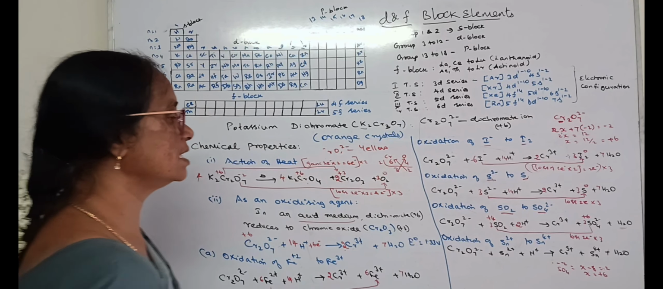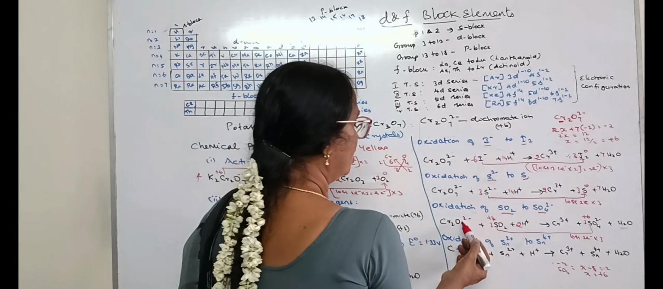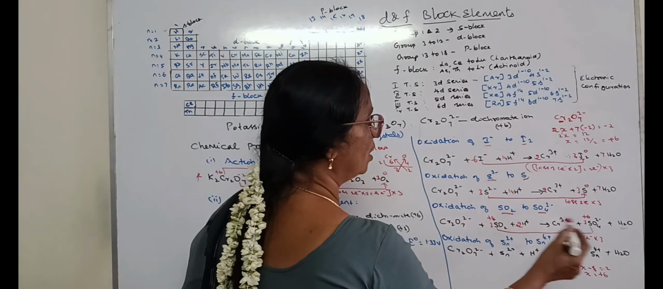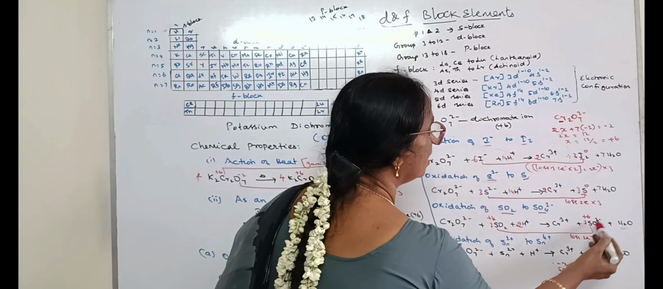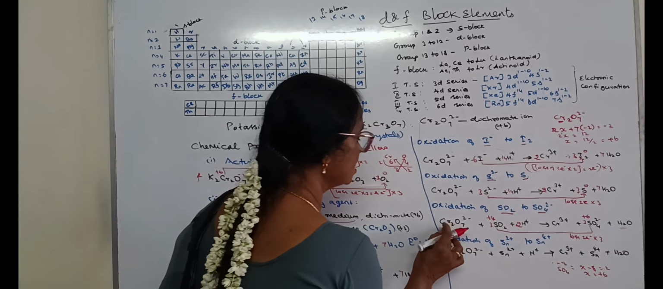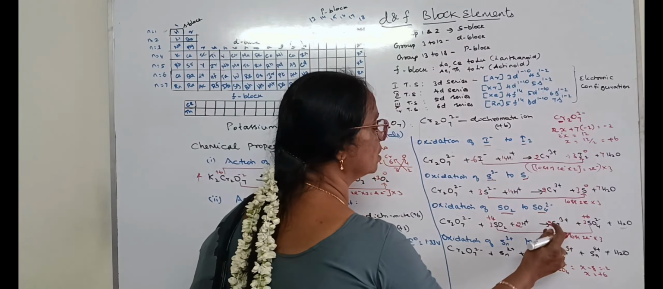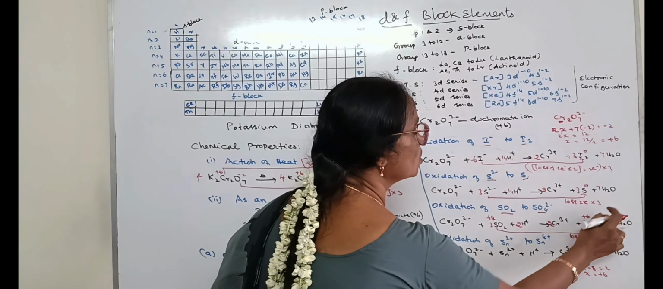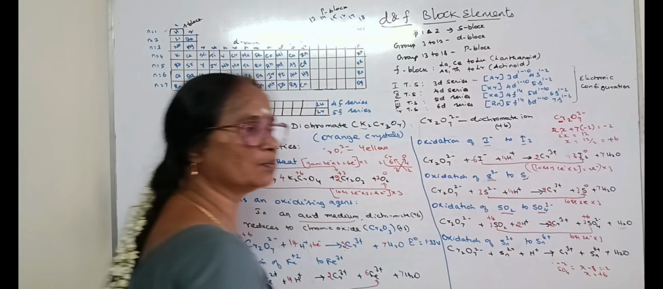So now balance the charges. 2 minus, 2 plus, equal to 0. 3 plus, 3 2s are 6 minus, sorry, this is 2 chromium, it is multiplied by 2 times, 2 3s are 6 plus, 3 2s are 6 minus, 6 plus 6 minus, balanced.